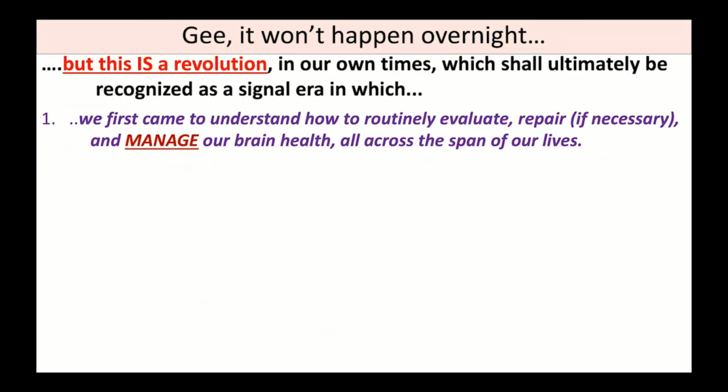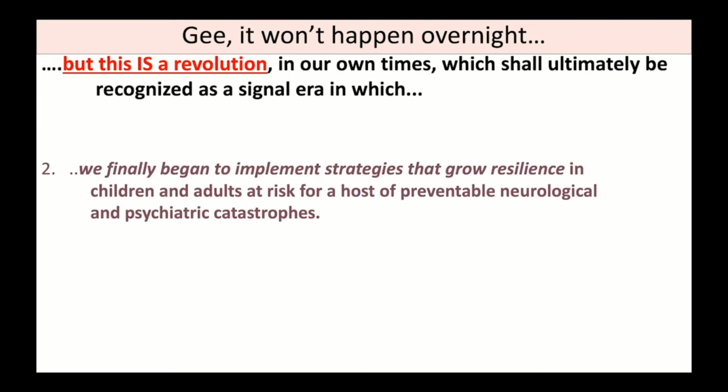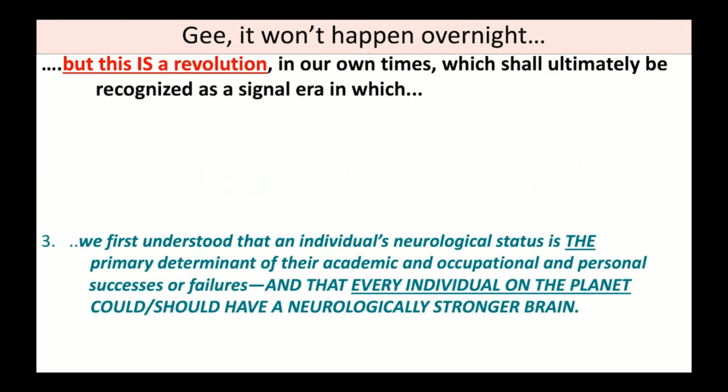Now, it won't happen overnight, but this is a revolution in our times, which will ultimately be recognized as the time in history when we first began to understand how to routinely evaluate, repair, and manage our brain health all across the span of our life. We finally began to implement strategies that grow resilience in children and adults who are at risk for a host of preventable neurological and psychiatric diseases. So much of the struggling and pain in humankind does not have to happen because we know how to drive positive changes in brains that keep us safer.